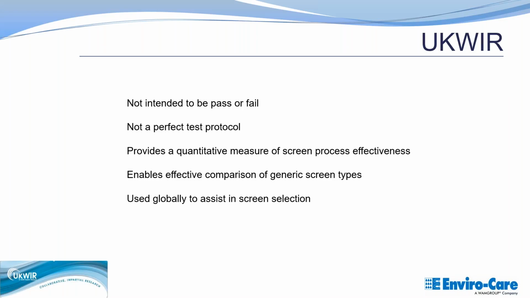It's not lab conditions. It is a real life, real plant, but they do run it over a long enough time period and under enough different conditions that it is getting a very reliable result out of it. This does produce a quantitative measure of screen performance effectiveness. So you're able to actually compare screens side by side, looking at the general screen types, the different ranges they have. As a result, it has been used globally to assist in screen selection. Frequently, the screen's capture rate value is a minimum number specified in the specification to ensure that a minimum quality is achieved for a screen.